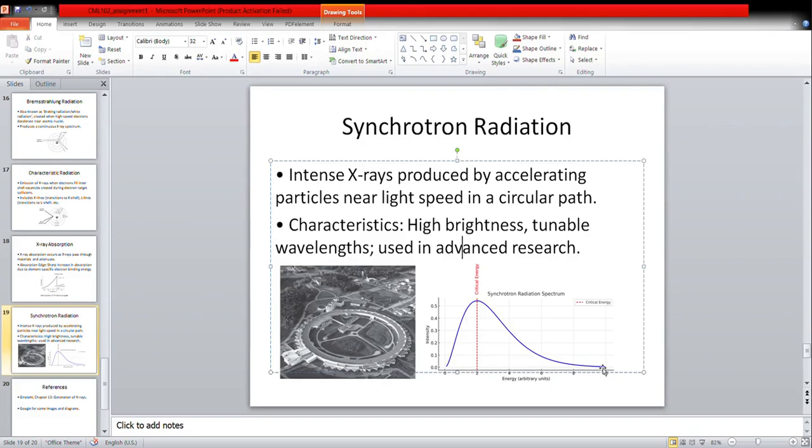The spectrum is like this: intensity versus energy for synchrotron radiation. We observe one point where it's maximum, and that is the point of critical energy. At this energy, the intensity is maximum. The highest brightness would be observed for this particular energy, which is 2 for some particular material here.